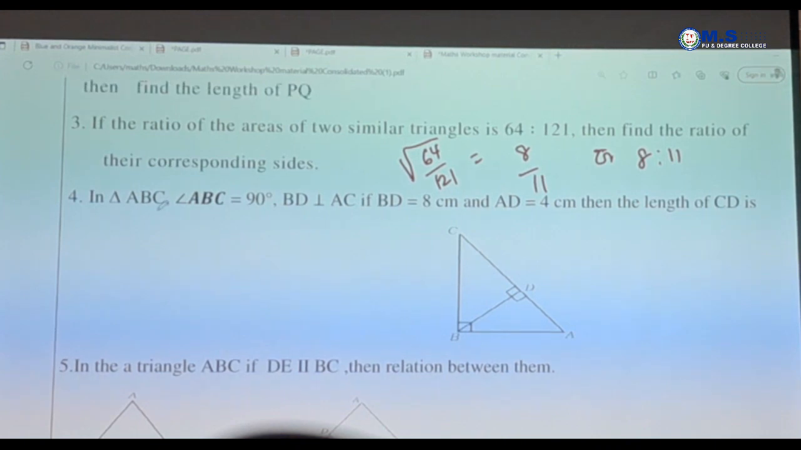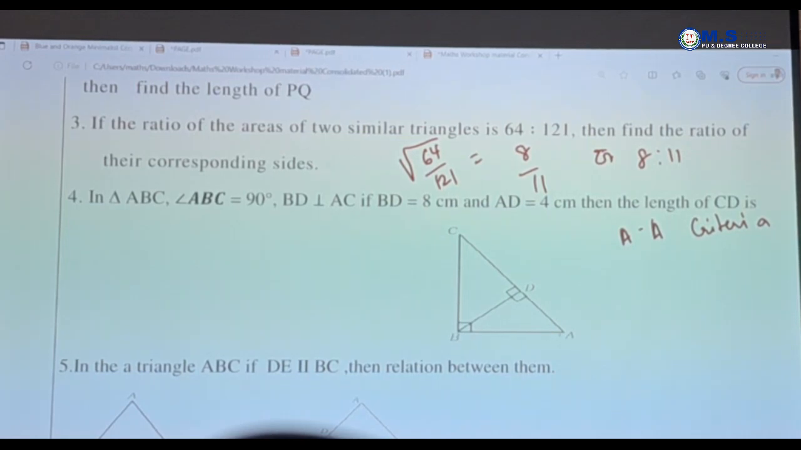In triangle ABC, angle ABC equals 90 degrees and BD is perpendicular to AC. If BD equals 8 centimeters and AD is 4 centimeters, then find the length of CD. Which concept should we use? We should use the concept of AA criteria. Don't get confused with Pythagoras. To do this, you use the concept of AA criteria. Okay?